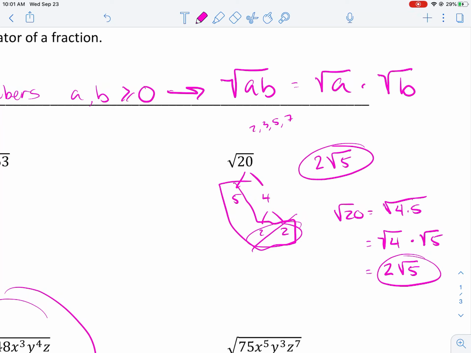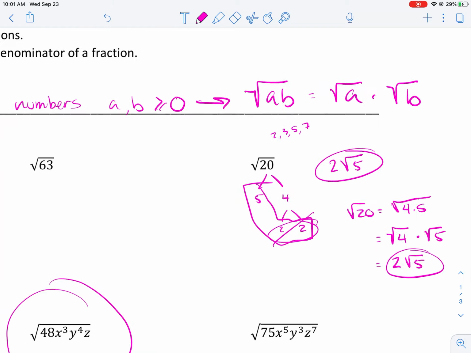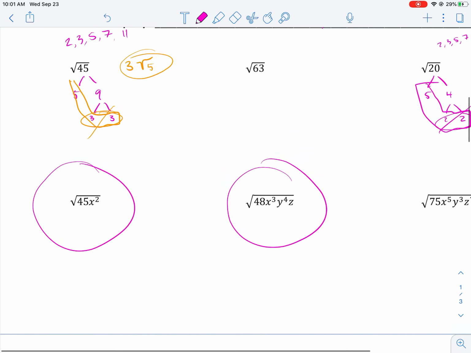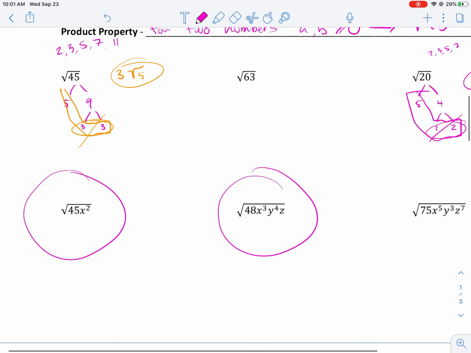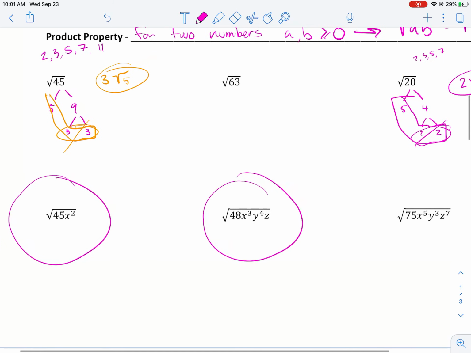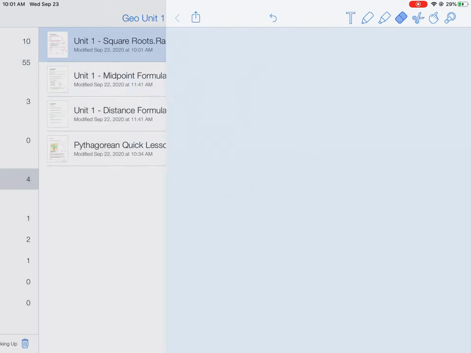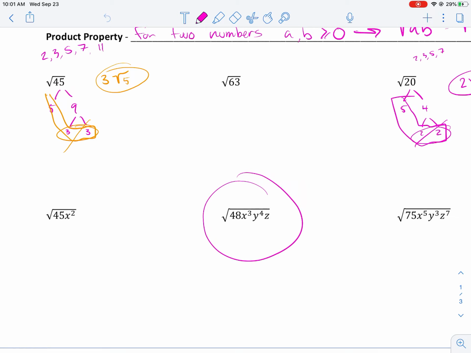So hockey stick method works 100% of the time. Eventually, though, we would like to see you guys start to recognize which perfect squares go into these numbers. And honestly, I think both of them are just as efficient either way. So let's move down to the one down below here. Now, we know the square root of 45 is already equal to 3 square root 5.